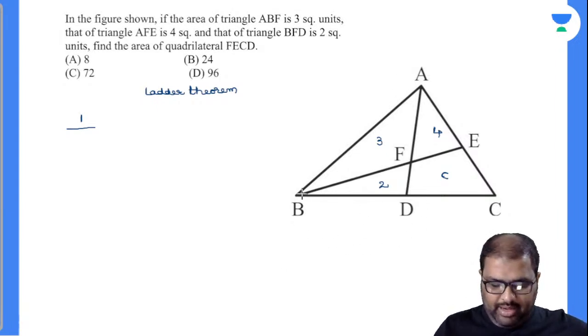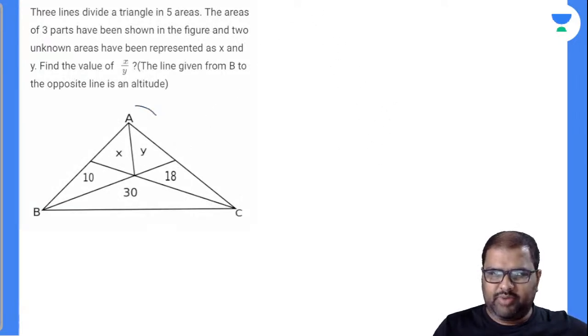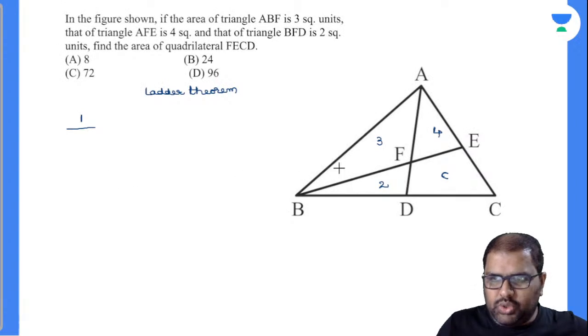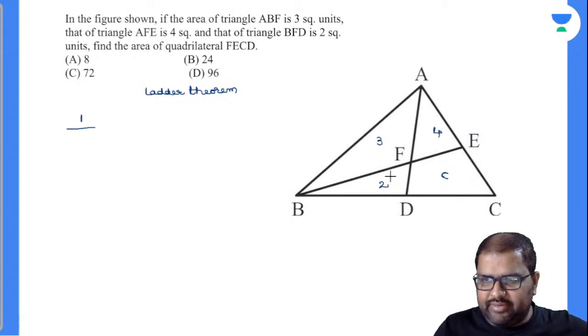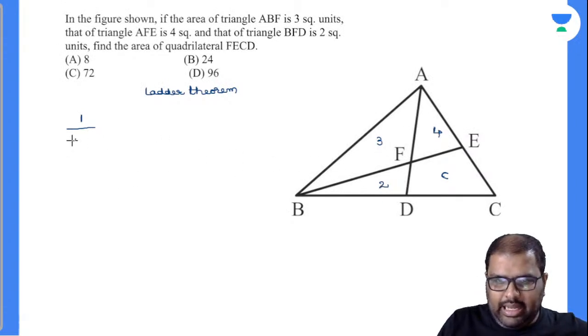So this is the format for ladder theorem. Quadrilateral will be formed. See here, quadrilateral is formed here. The diagram is showing that. I am not writing my own diagram here. So total area of the triangle: 3 plus 4, 7, 7 plus 2, 9, 9 plus C. This is the total area of the triangle.